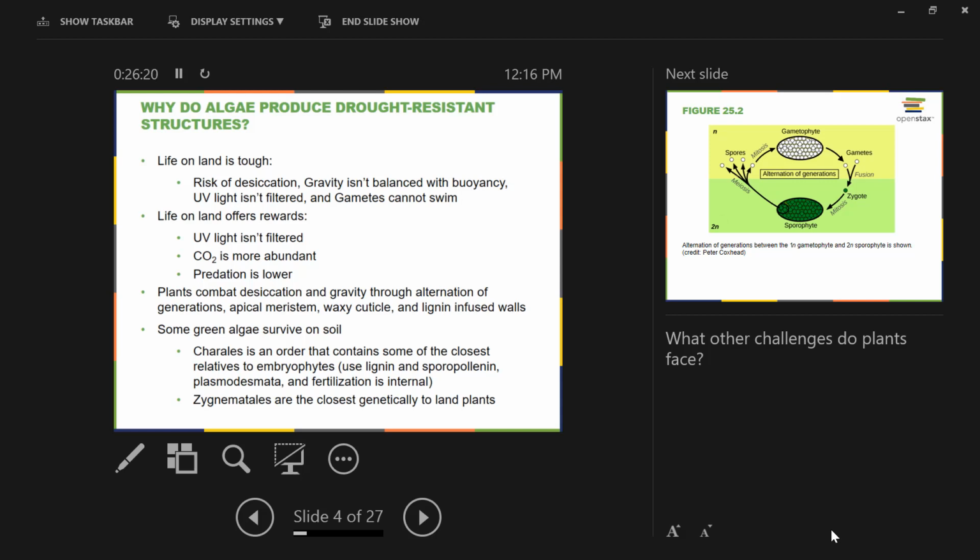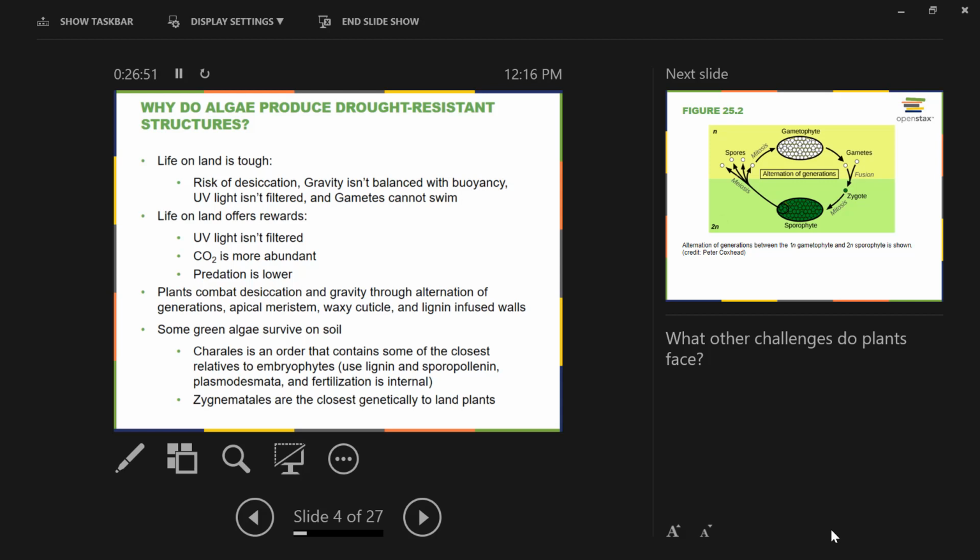Yeah, Micah. We were talking about the morphological differences, especially in algae, like the waxy cuticle and lignin-infused walls. Algae wouldn't have a waxy cuticle because they'd be surrounded by water. They wouldn't need to worry about drying up, and they'd have buoyancy. Land plants need these stronger walls, so there are features you have to have to live on land that you don't find in any green algae. Is that what you're getting at?